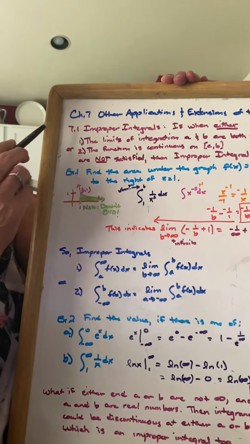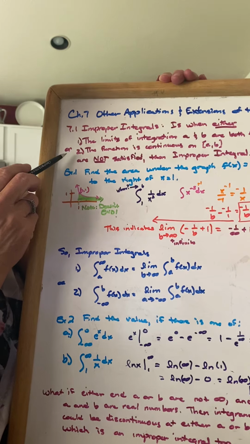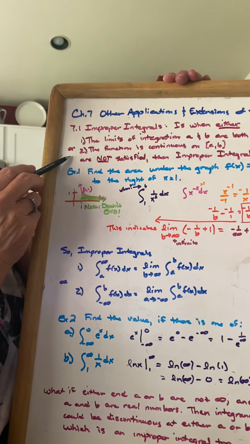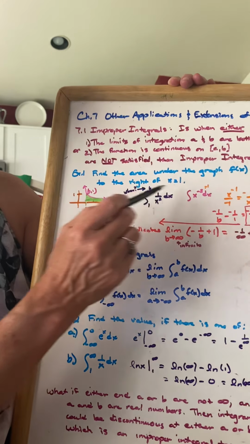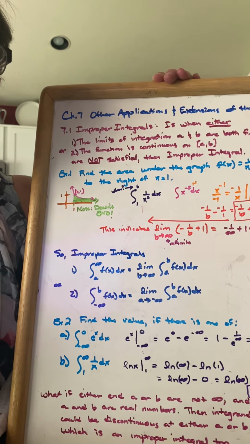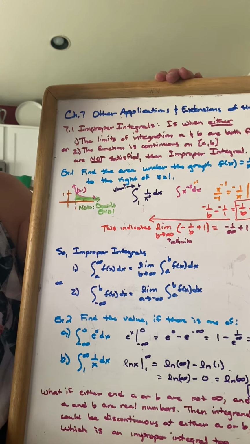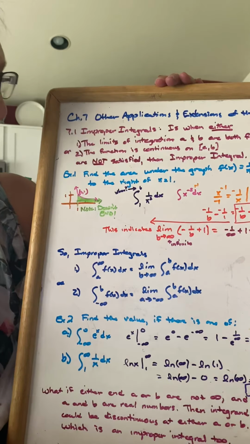An integral is improper when either, number 1, the limits of integration a and b are both finite, or 2, the function is continuous from a to b, are not satisfied. So when one of these two is not satisfied, it is an improper integral. So we're going to learn about improper integrals, and we're going to start with an example.